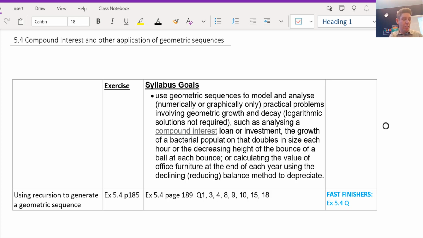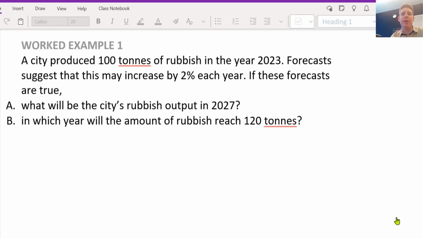We're doing applications of geometric sequences. Applications of geometric sequences could be growth, so like bacteria, people, could be compound interest. So you get interest off your interest. All right, so we've got a city producing rubbish. It forecasts a 2% increase each year. What will be the city's rubbish output in 2027?